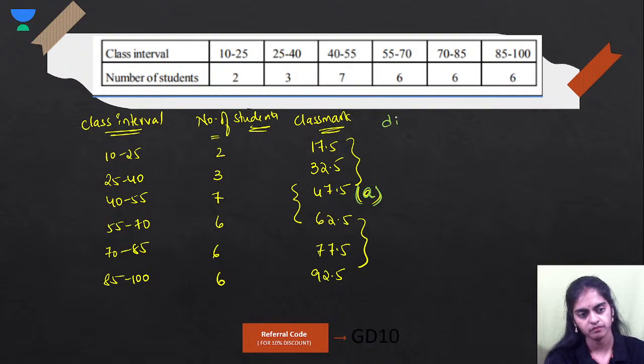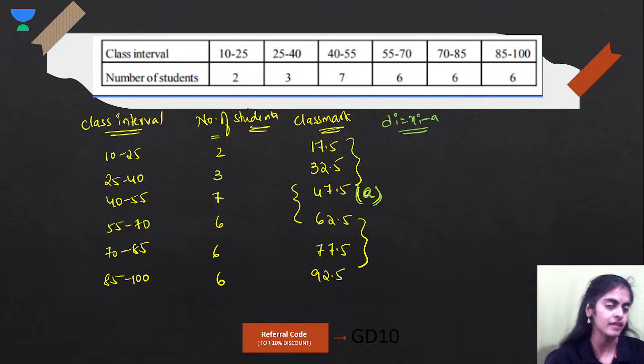Next step is you find the deviation. Deviation is xi minus a. That means from every class mark you will subtract your assumed mean and find how much it is getting deviated from the class mark. So 17.5 minus 47.5. How much is it?